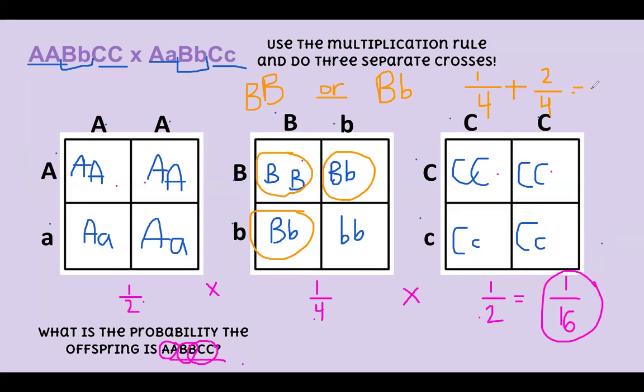My denominators are the same, so I leave it. My numerators, I just add. 1 plus 2 is 3. So there is a 3 out of 4 chance that I get big B, or big B, little b. And look at that. 3 out of my 4 boxes have those genotypes. So that is how we would apply those two rules of probability.